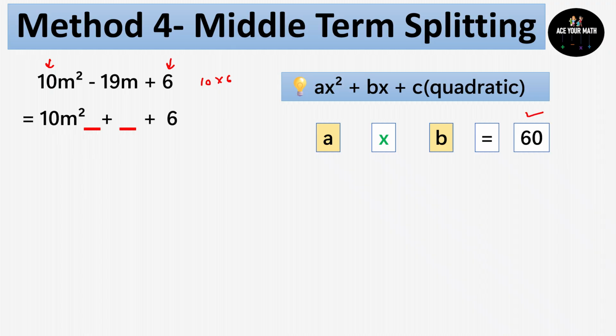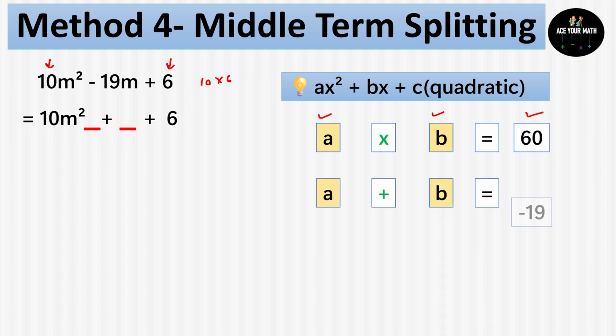It means you will take two numbers a and b such that the product of those two numbers is 60. And it should satisfy one more condition. What is the condition? The condition is that when you take the sum of those two numbers a and b, you should get minus 19. And where is minus 19? If you look at the question again, it is the middle term. Middle term is nothing but the coefficient of m, which is minus 19. So when you take the sum of a and b, you should get minus 19.